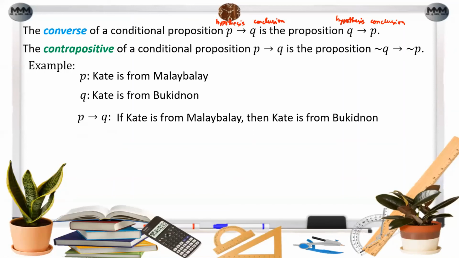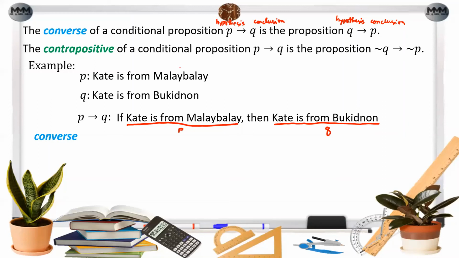So we have here, this is our P proposition, then we have here our Q. So if P, then Q. So we have here the statement. Now we are to find the converse of this statement.